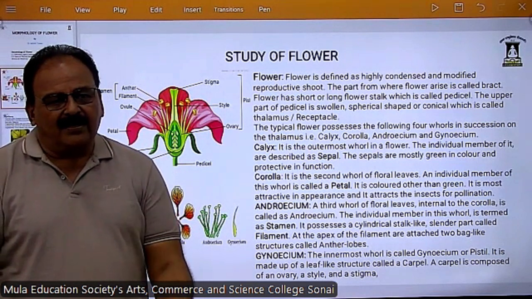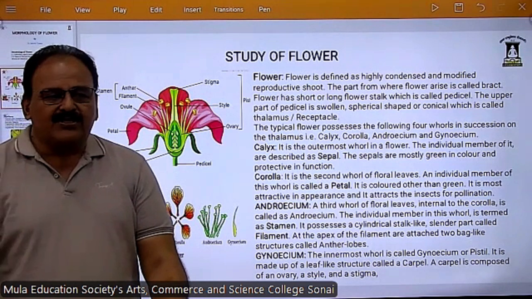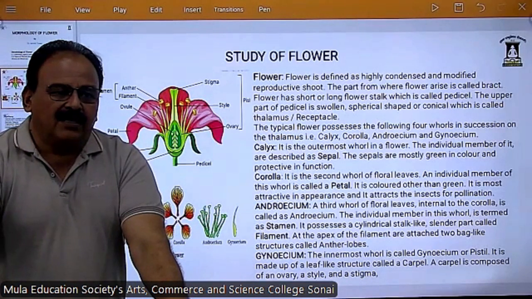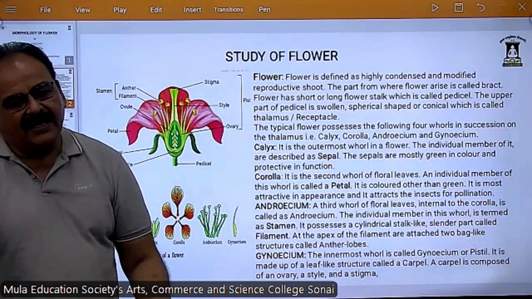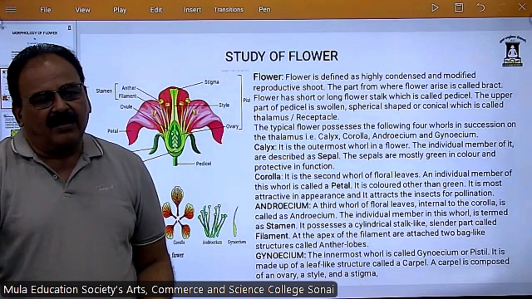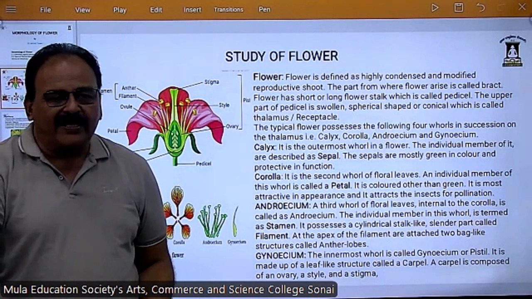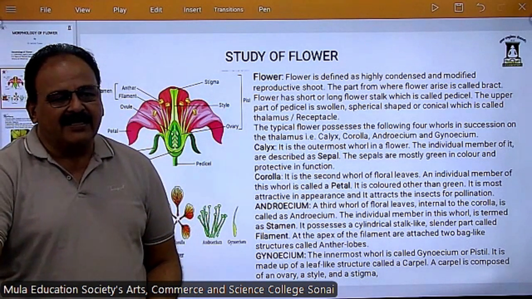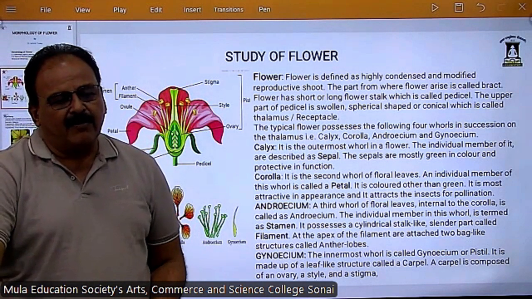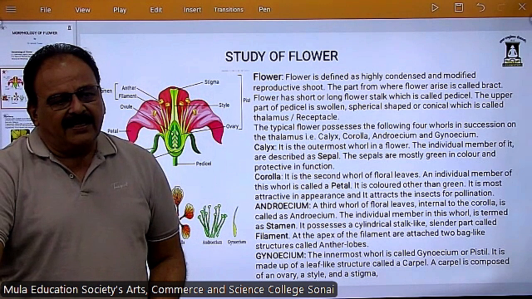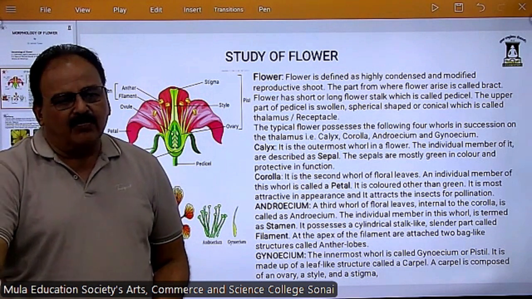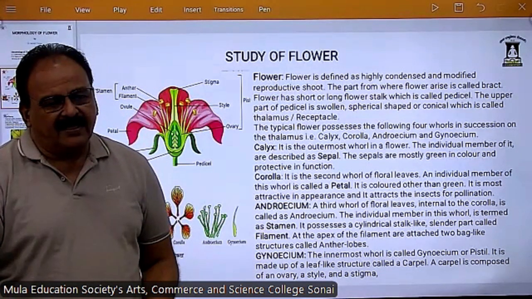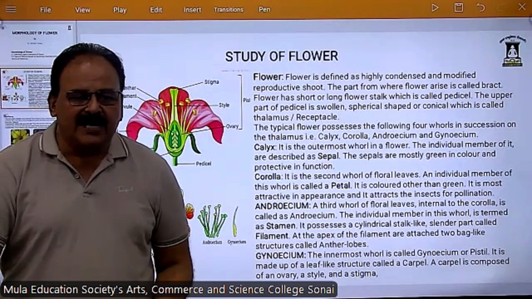Then corolla. Corolla is the second whorl of flower. It is inner to the sepals. Petals may be free or united. If the petals are free, it is called polypetalous. If the petals are united, the flower is described as gamopetalous. The corolla is made up of a group of petals. Petals are generally colored. Then the next are Androecium and Gynoecium.